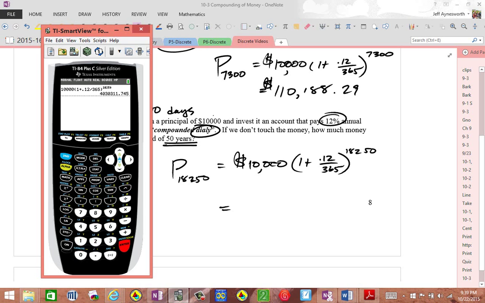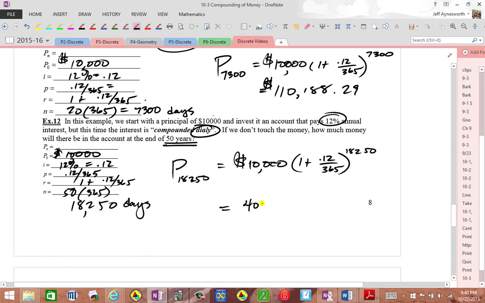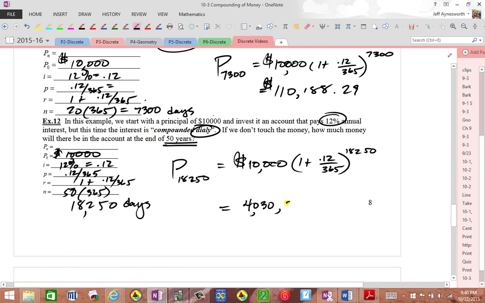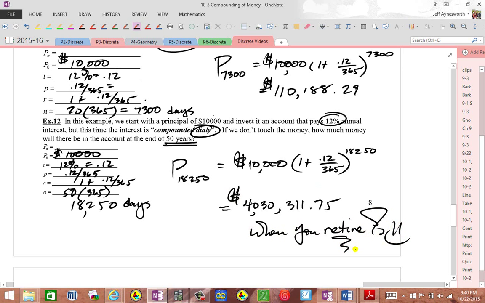Okay, that, my friends, is 4 million. Ooh. Look at that. 4,030,311 and 75 cents. Ooh, yeah. Okay, there's when you retire. Okay, you're going to be a happy camper here, guys.